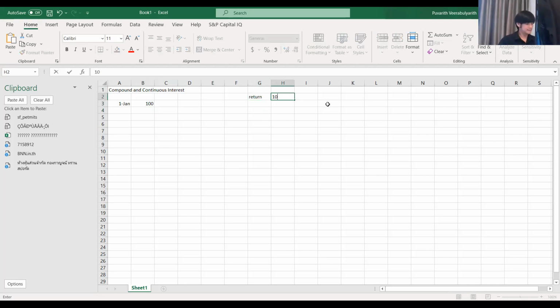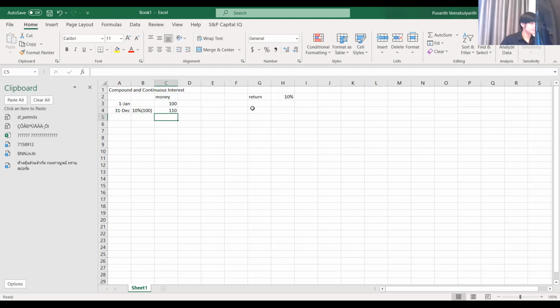Return, 10%. Okay, so if I invest this 100 baht on the 1st of January, it means that at the end of the year, or like 31st December, I will get 10% of the 100 baht, right? So I will get 10% of 100 baht, which is equal to 10 baht. So at the end of the year, I will have 110 baht.